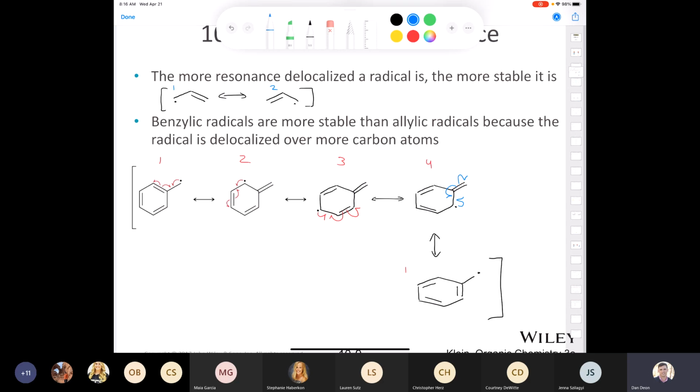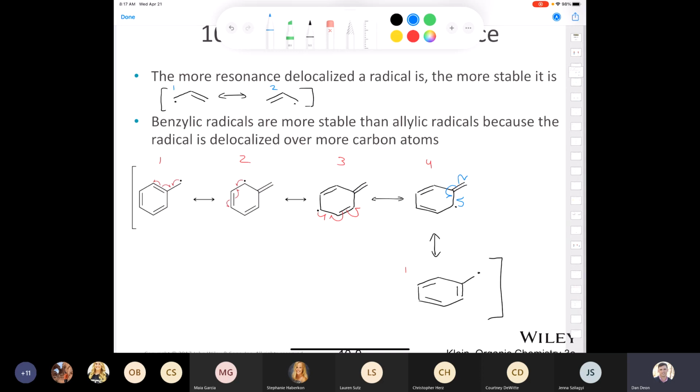All right, so if you didn't quite follow me on the curved arrows there, this is something that you're going to have to practice. I've selected some problems from chapter 10 where Dr. Klein asks you to draw some resonance structures and get some practice in drawing those arrows.